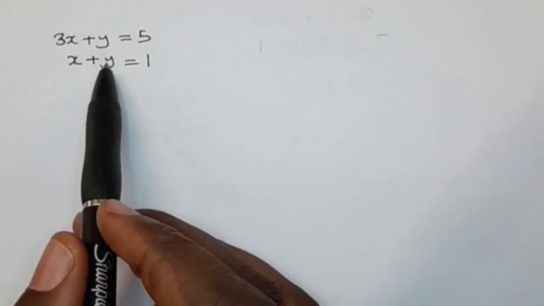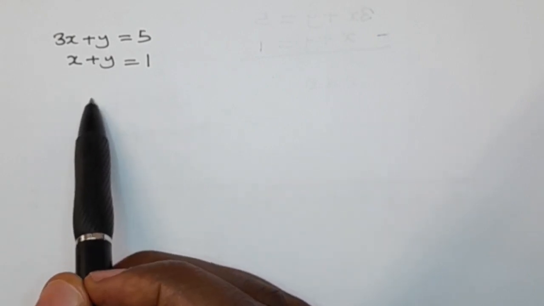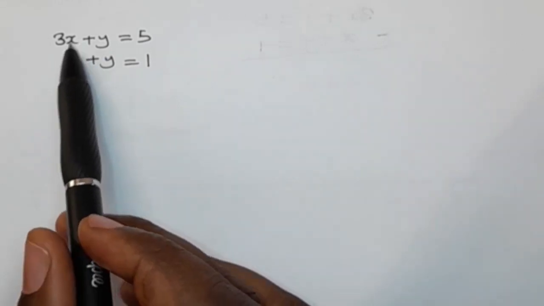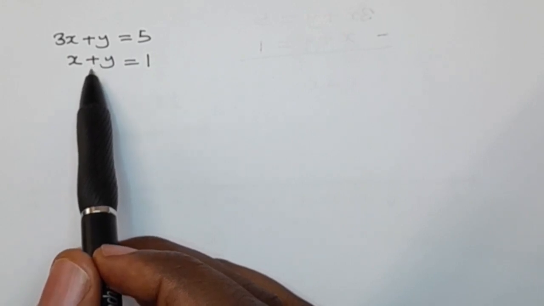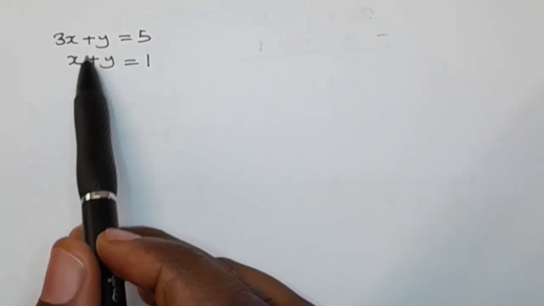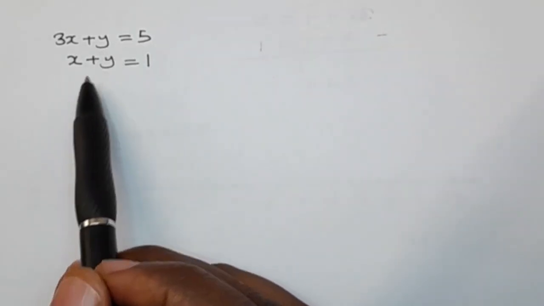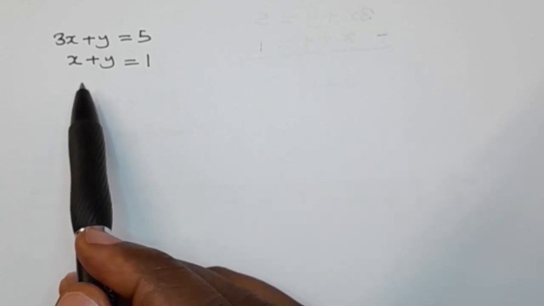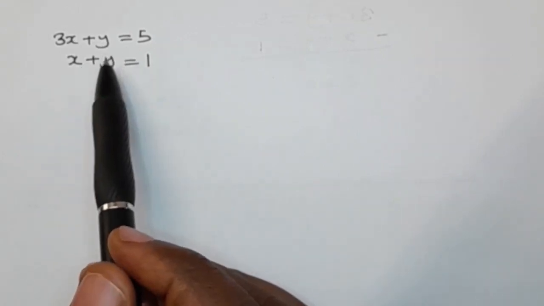Okay, here is a system of linear equations that we need to solve for the missing variables x and y. When you look at these equations, they want you to find the values of x and y such that if you replace them in these equations, they are going to satisfy each of these equations.